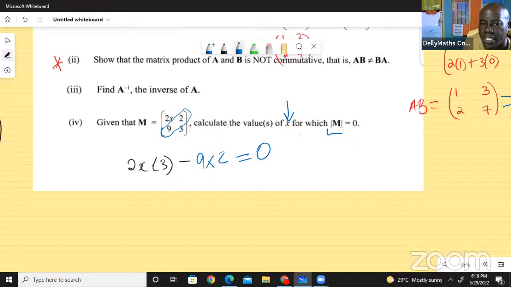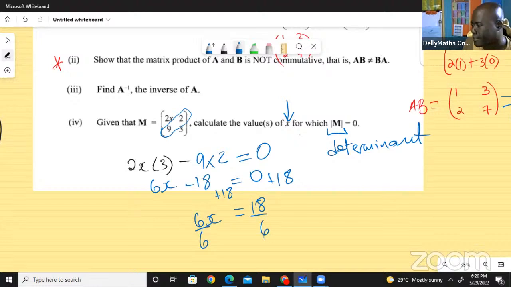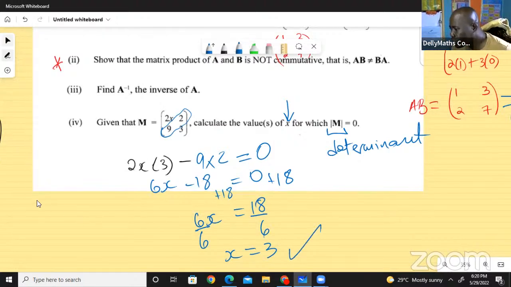This is the test to see if we understand that this refers to the determinant. So the determinant is 0. So we're talking about 6x minus 18 is equal to 0. Therefore, adding 18 to both sides, 6x is equal to 18, then dividing by 6, I am getting here that x is equal to 3. So if x is equal to 3, my determinant is equal to 0. Very good.